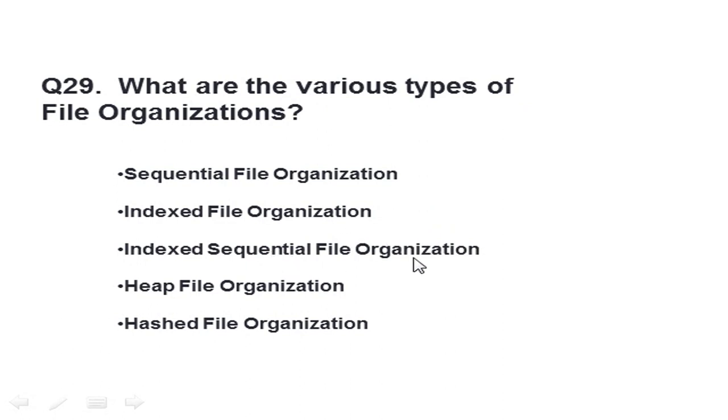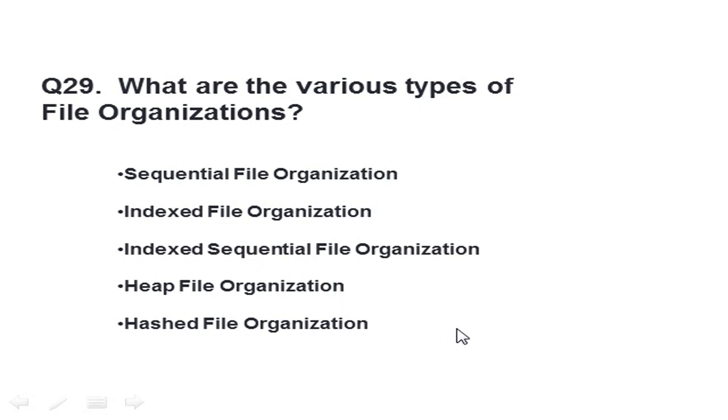Likewise, you have index sequential. Index sequential supports two types of access. One is indexed access, that is accessing the records through the index, and also sequential. Both ways are allowed. Next, you have heap file organization, which is also called unordered file organization. Here, records are stored randomly. There is no particular order or sequence in which the records are stored. That is your heap file organization.